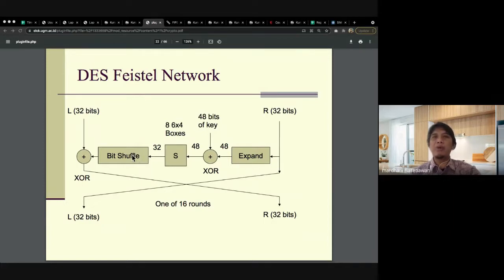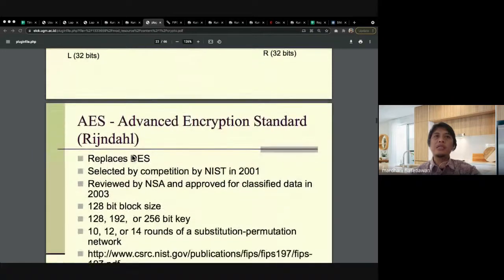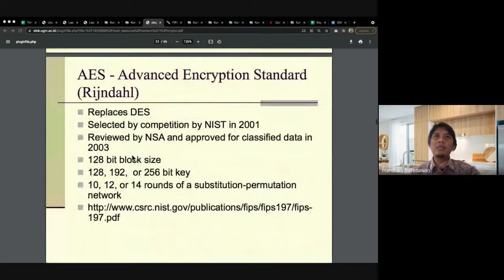So it is like more random bits and the key will be distributed across the key. And then this is AES, the Advanced Encryption Standard. It is used for replacing the DES, in 2001. It was reviewed by the NSA.